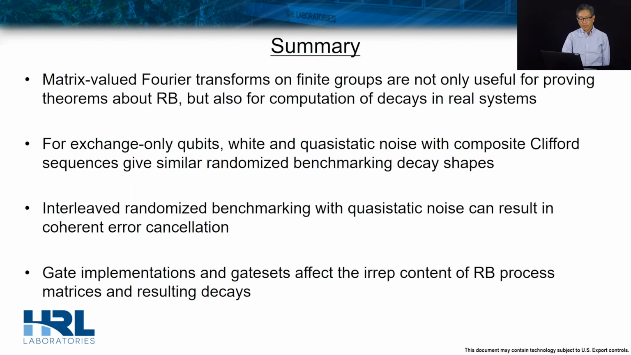So in summary, Fourier transform theory is good for proving theorems and also good for computing decays in real systems, and of course important to our experimental results presented in Matt Reed's talk and other talks in this meeting. White and quasi-static noise RB decays look similar. IRB with quasi-static noise can result in coherent error cancellation. And finally, gate implementations and gate sets affect irrep content and decays of RB.